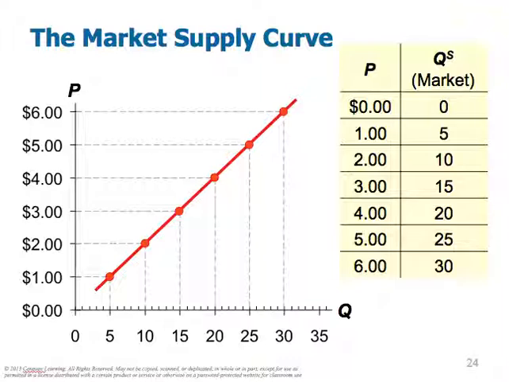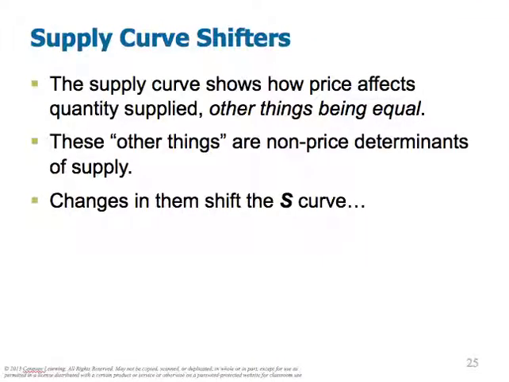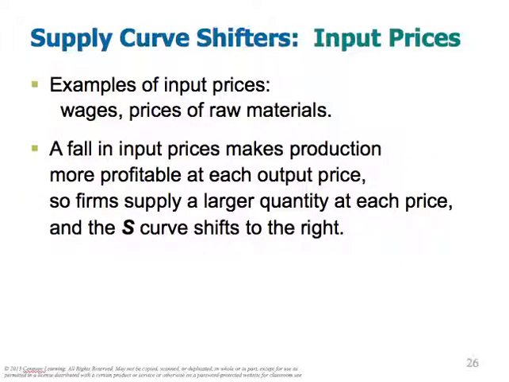Now let's discuss the factors which shift the supply curve. The supply curve shows how price affects quantity supplied, other things being equal. So these other things are non-price determinants of supply. If there is something other than price that affects supply, that should shift the supply curve. If there's anything other than the price of that particular good which affects the quantity supplied of the good, then the supply curve is going to shift, or the supply is going to increase or decrease.